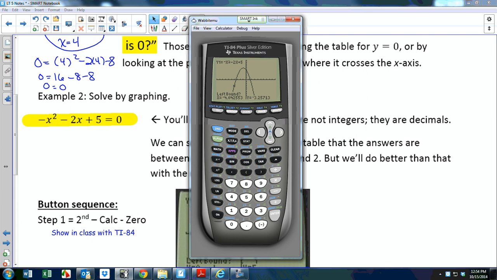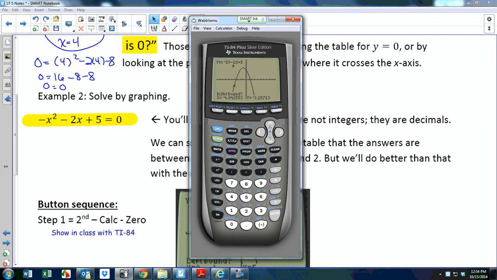Would you consider negative 4.042553 left of negative 3.5? Then hit enter. As soon as you do, it asks you another question for right bound. Is the cursor currently blinking right of negative 3.5? No. Then hit the right arrow until it is.